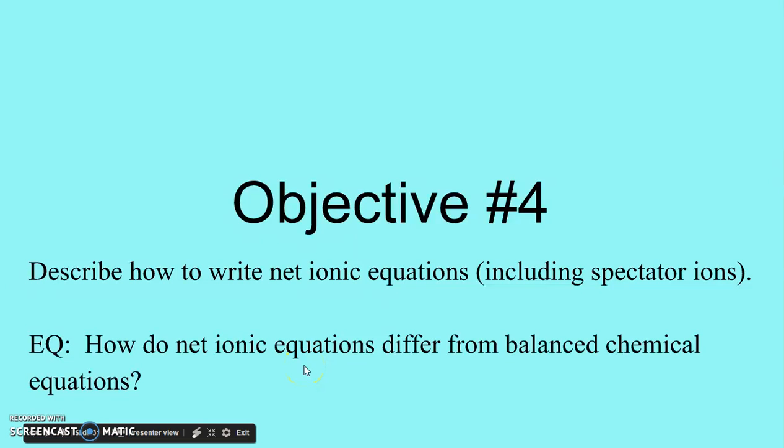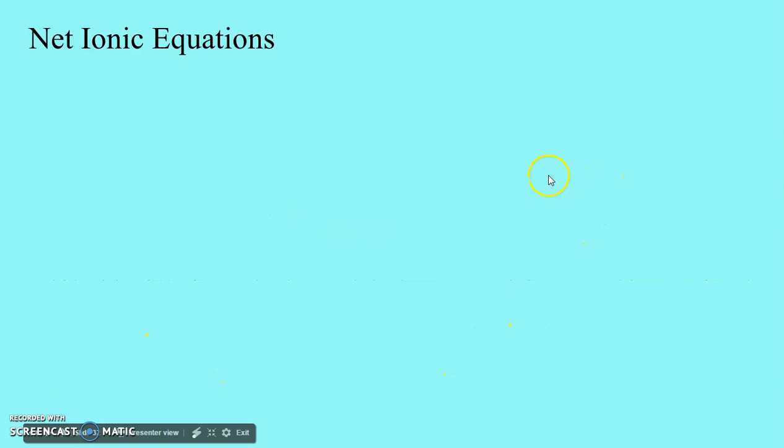All right, so this is the screencast for chemical reactions objective number 4. We're going to describe how to write net ionic equations. This is one of those equation types that we talked about in objective number 1. The essential question is: how do net ionic equations differ from balanced chemical equations?